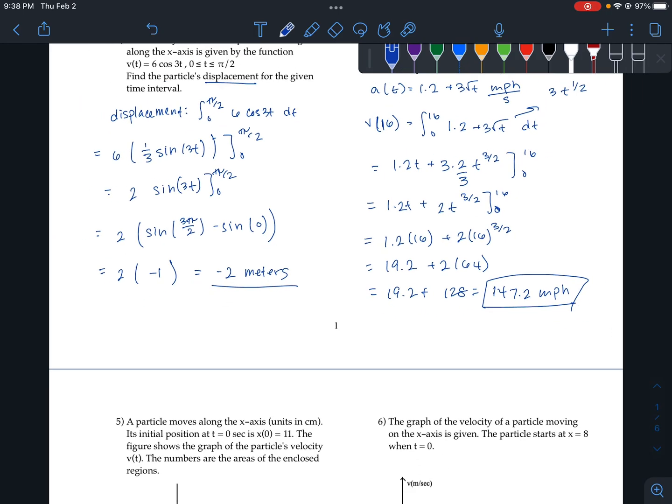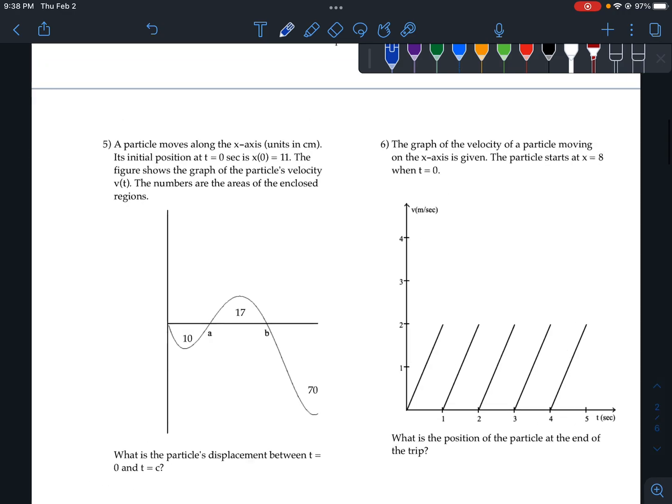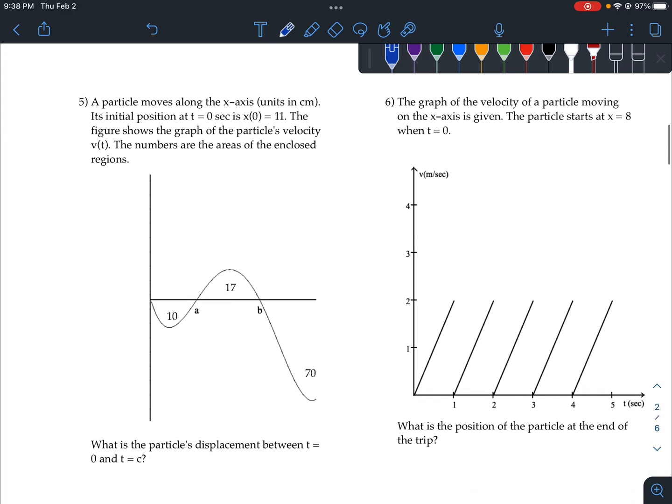Okay, so that's page 1. Let's go on to the next page, so number 5. For number 5, we have a particle that moves along the x-axis, units in centimeters. Its initial position at t equals 0 is x of 0 is equal to 11. So it's at 11 centimeters.